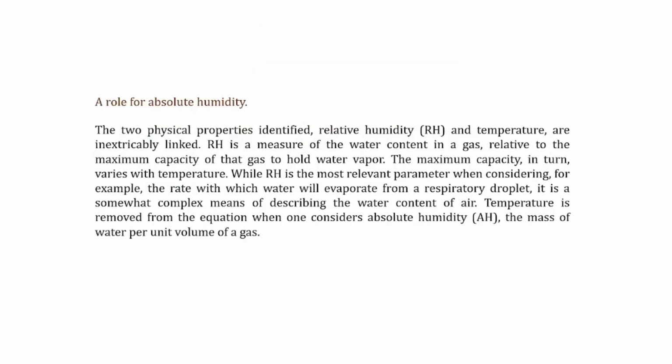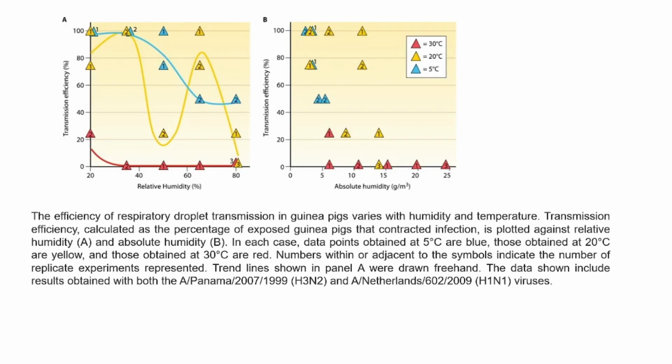So as I already discussed, the two physical properties are relative humidity and absolute humidity, and this is a very relevant parameter for considering the rate with which water will evaporate and how the respiratory droplets will form. So this is a very complex means of describing the water content of air. I've already described the role of this. So that's why weather conditions that are suitable for persistence of flu viruses and aerosols will be either hot and humid or cold and dry.